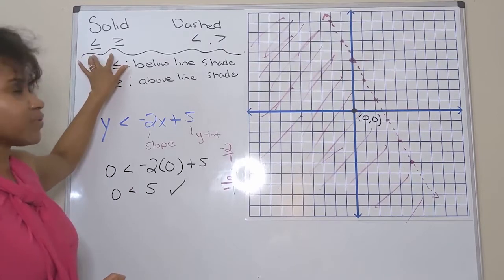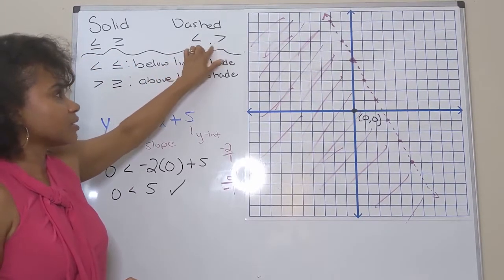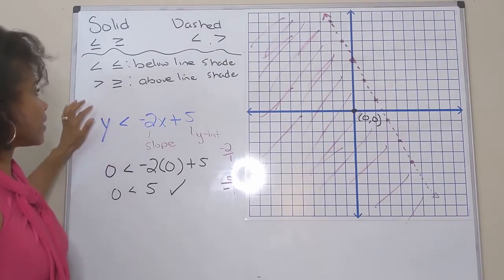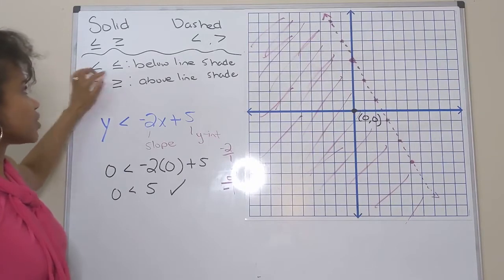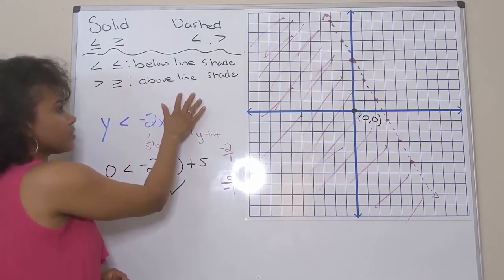Solid line, if you have an equal to underneath. Dashed line with no line underneath. So in this case, we did not have a line underneath. And if it's less than, we shade below the line. Greater than, shade above the line.